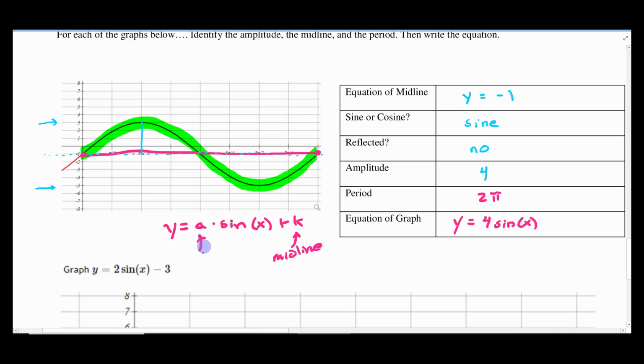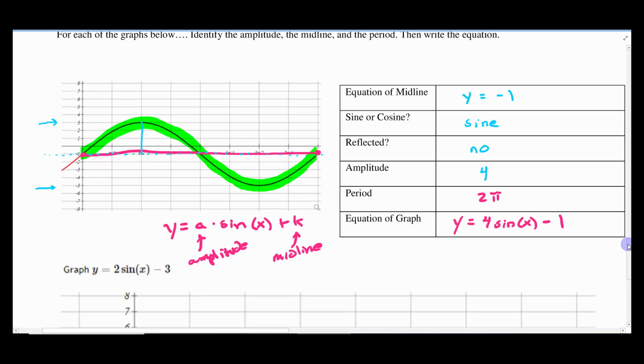Okay. This is our amplitude. You see, all that work that we did finding all that other stuff was actually the things we needed to write our equation. So this midline was right here at -1. So that means I need a -1 on the end of my equation. And that completes my equation.